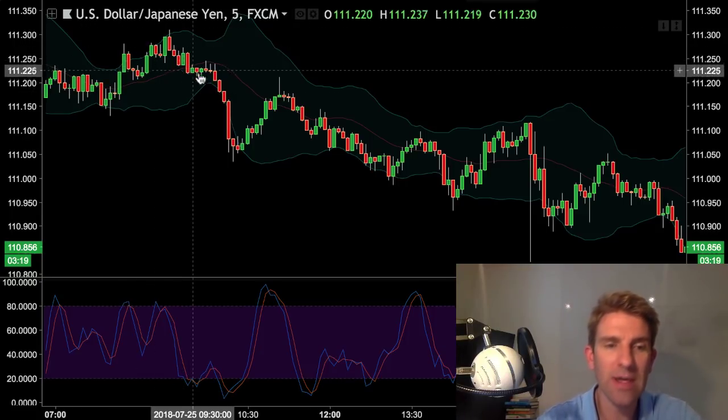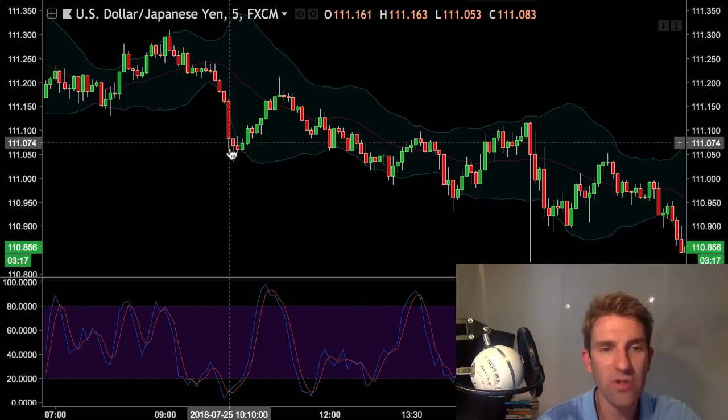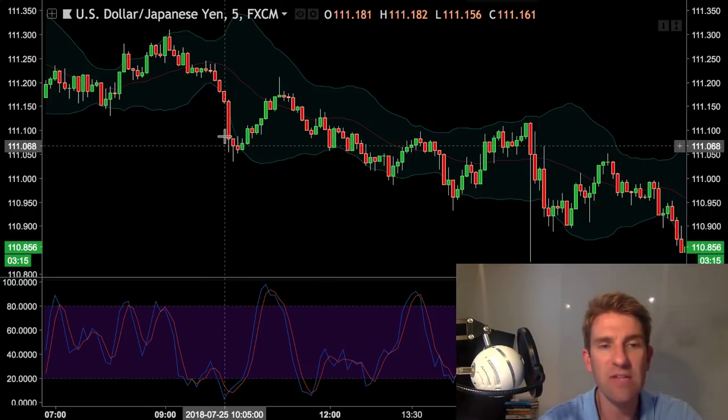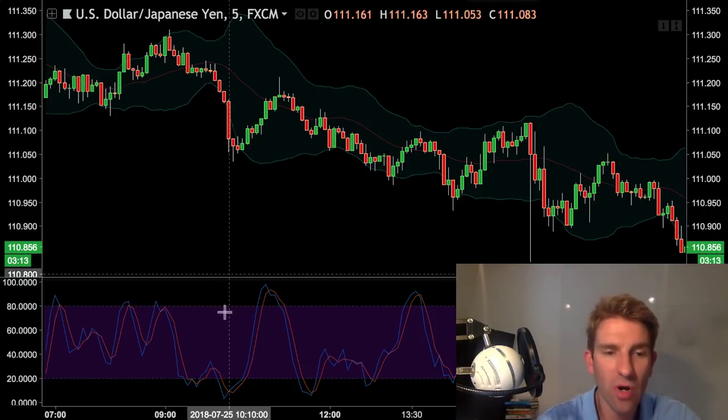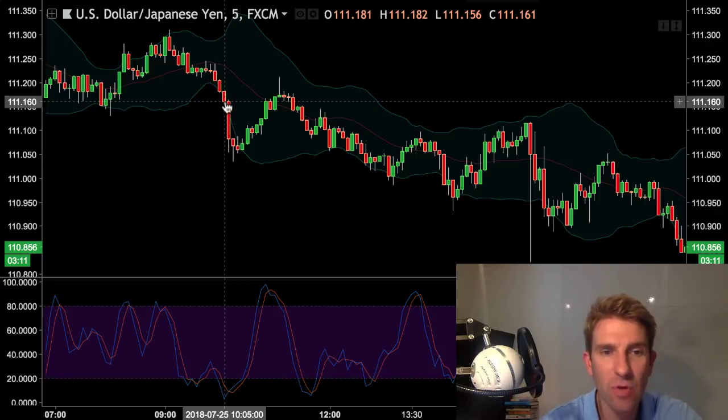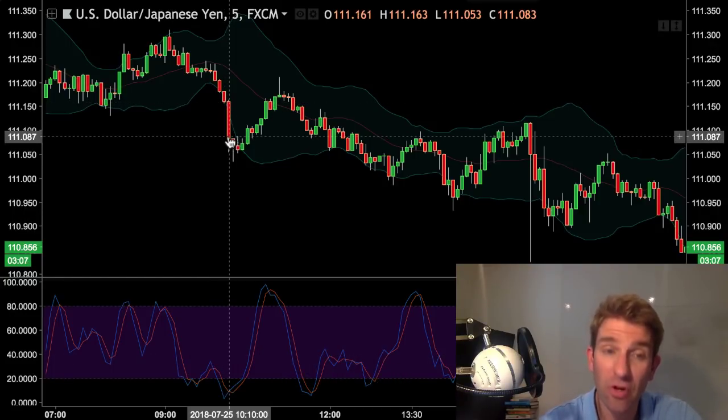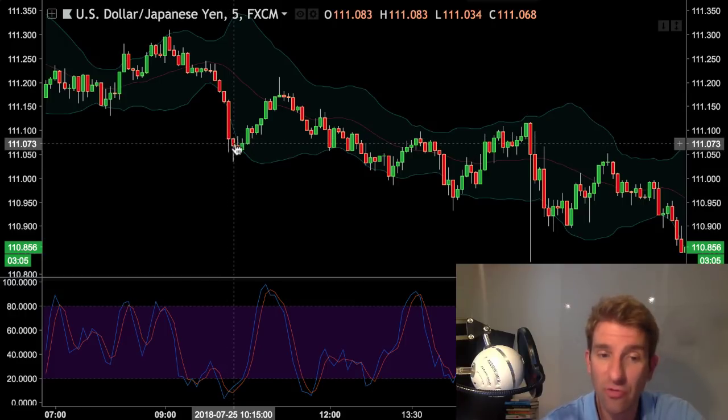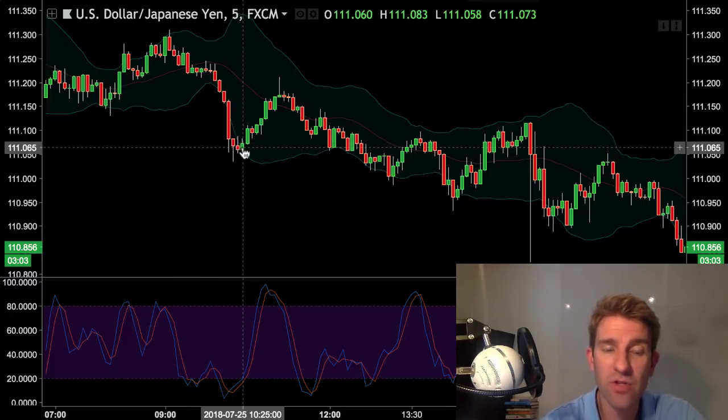US dollar JPY here, guys, pushed down, we broke through the lower Bollinger Band. Have we got the criteria we want? Yes, we have. We've got an oversold condition on our stochastic. We've got the lower Bollinger. We haven't got a green one yet. We wait. Definitely through the lower Bollinger now. Here we go, waiting for our first green. First green. Bang. We take our long entry.